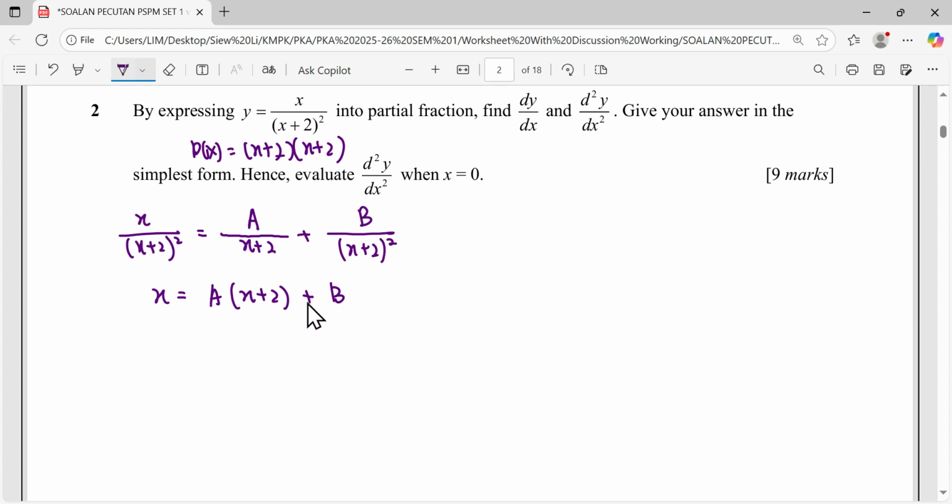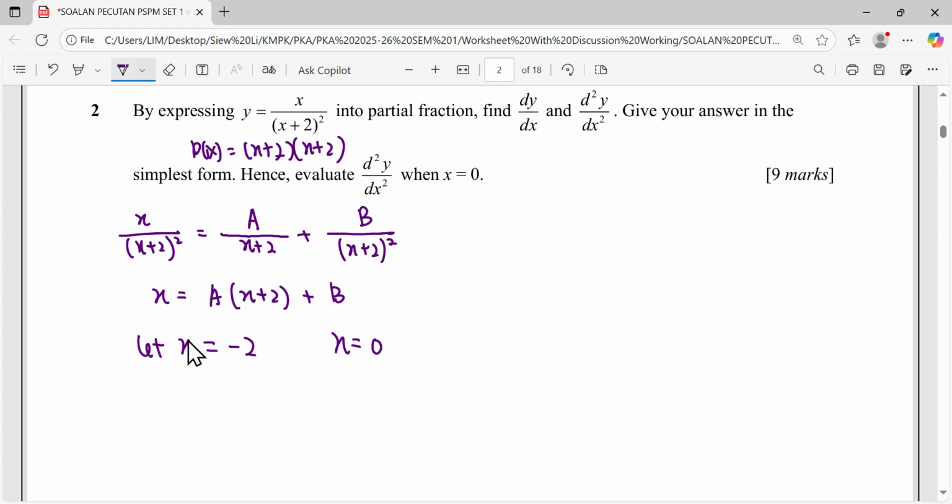To solve this a, b, step number 6, we're going to let x equal some values. We have two unknowns here, so we need to let x equal two values. We will pick the roots here: x plus 2 means we will take x equals negative 2 so that we can eliminate a and get b. Another x value we can randomly put, let's say x equals 0.